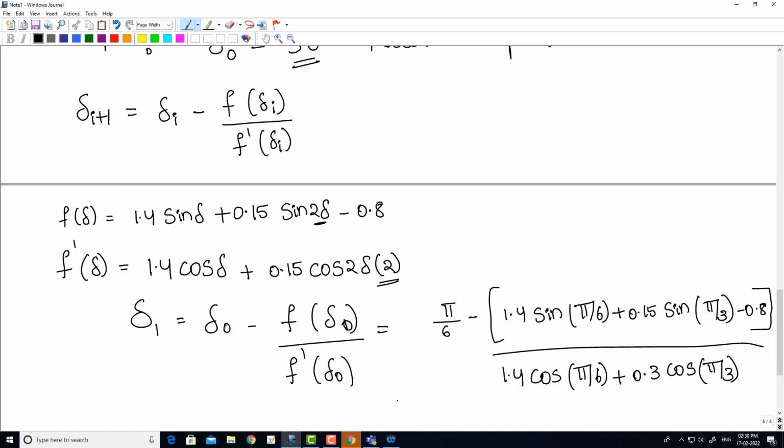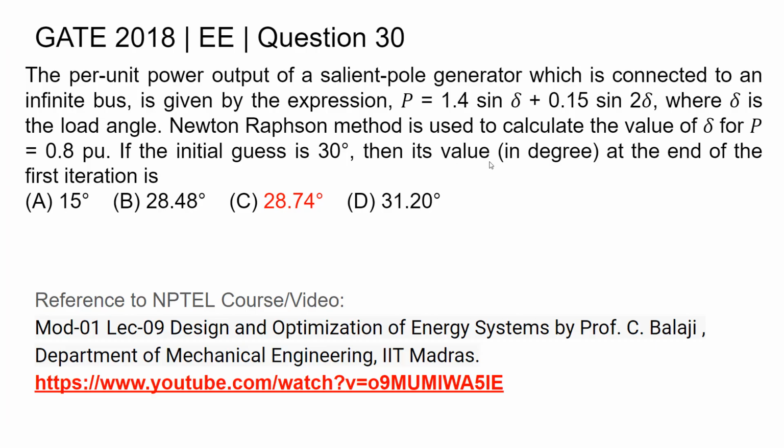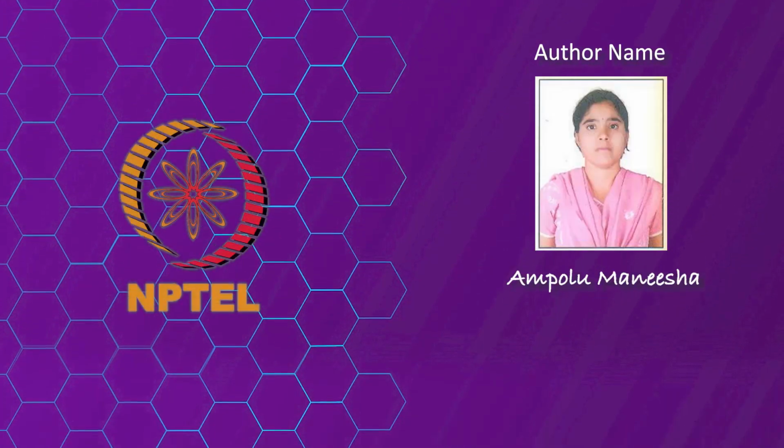So if we simplify this expression, delta 1 is equal to 28.74 degrees. So the value of delta after the first iteration is 28.74 degrees. The value of delta in degrees at the end of the first iteration is 28.74 degrees. Thank you.